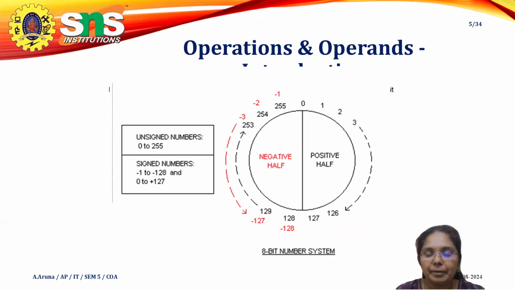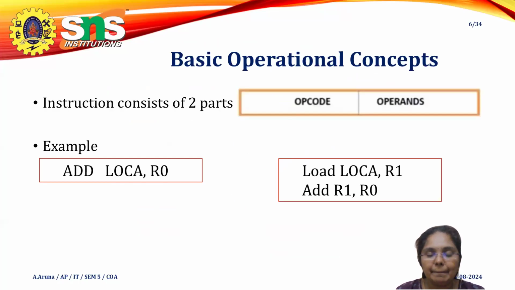So this is the operation and operands. For operation and operands, we are having two types of numbers. One is a signed number, another one is an unsigned number. Unsigned number is only a positive number. Signed number is both positive and negative numbers. These are the representations of a number. So while doing a basic operation, an instruction can contain both operation and operands.